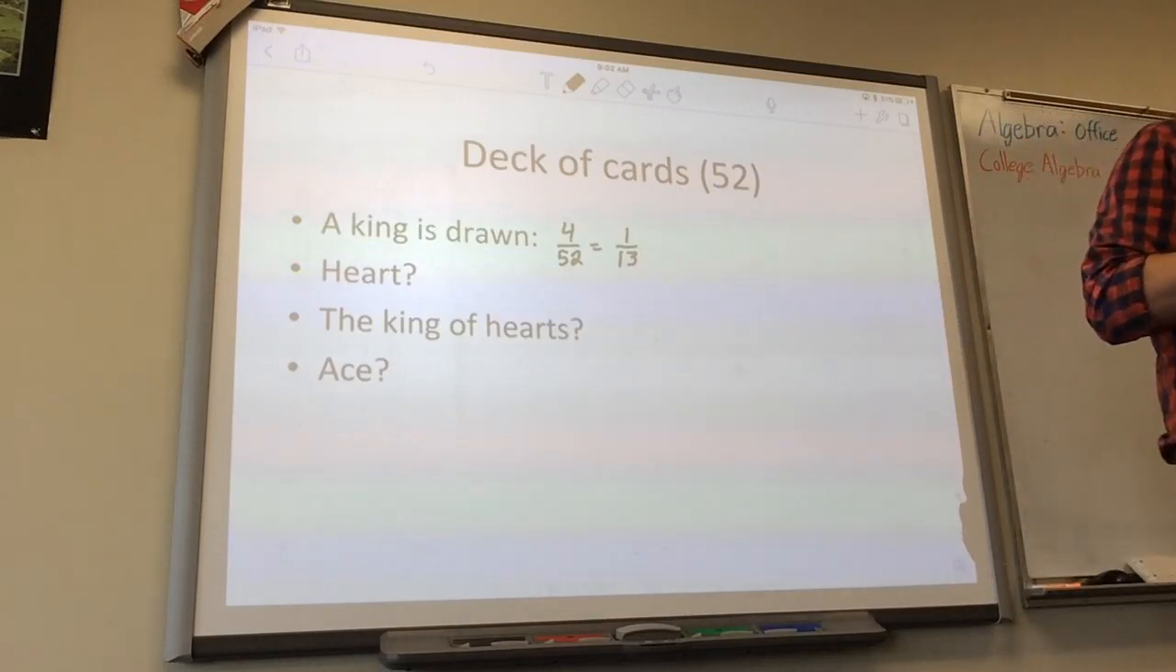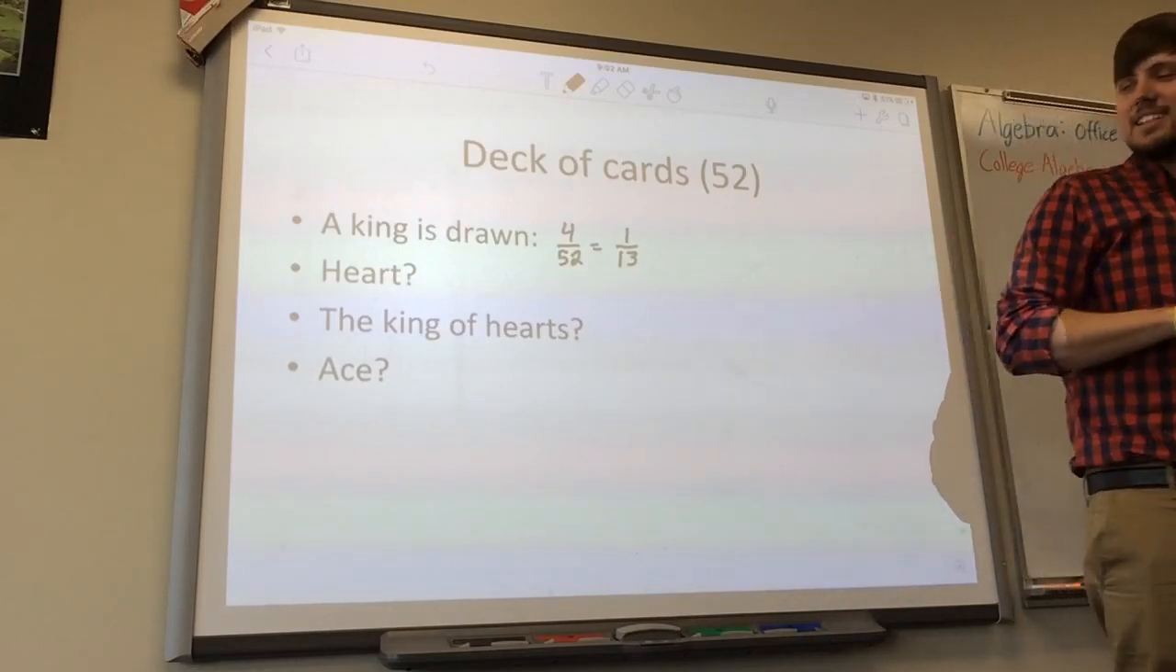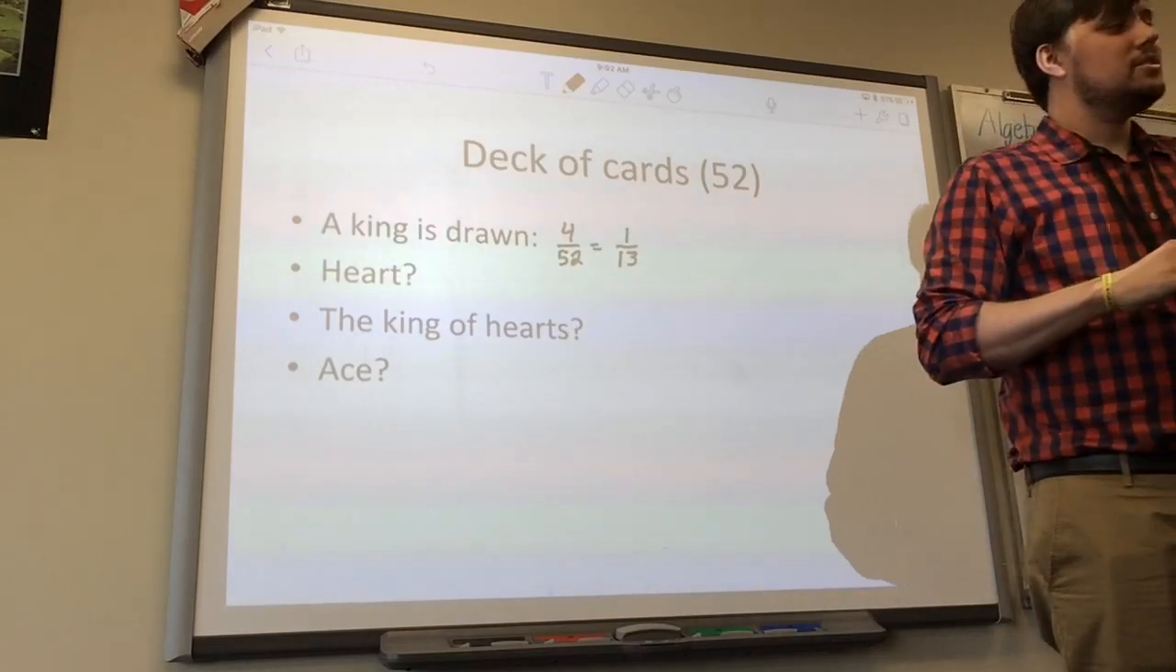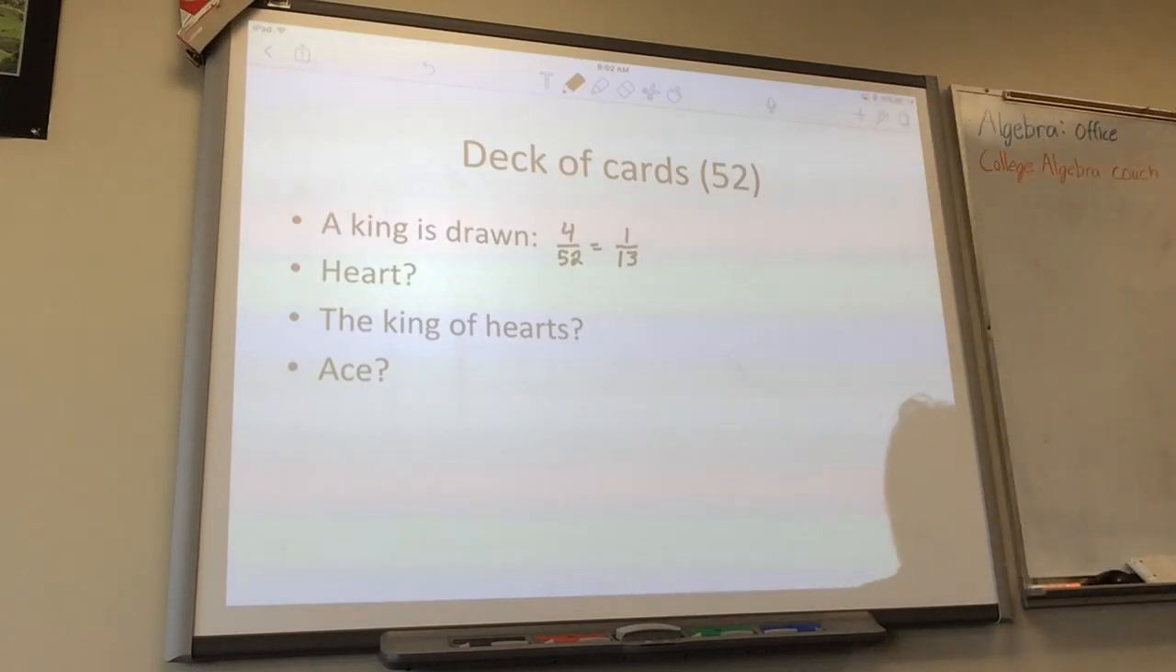It's not a heart, though. No, not yet. We're going to go for the King of Hearts in just a second. You know who got the King of Hearts? Sam. He drew the King of Hearts when I asked him to. It was pretty amazing.